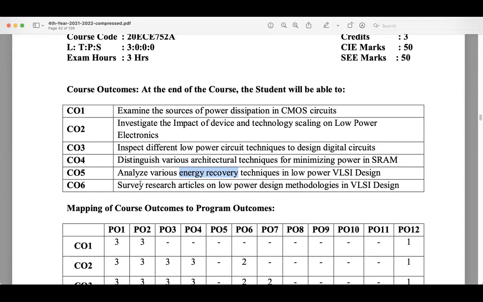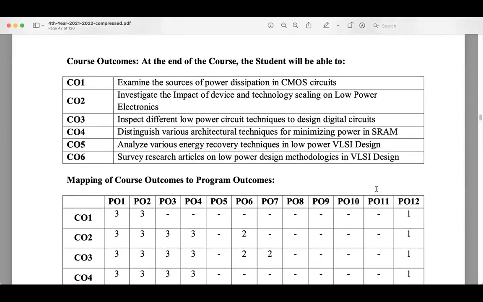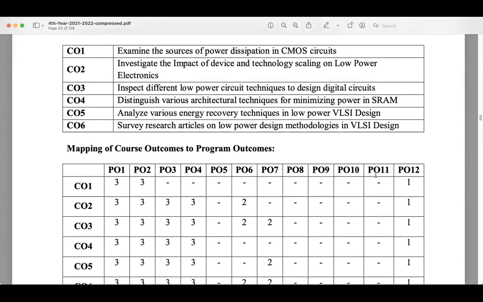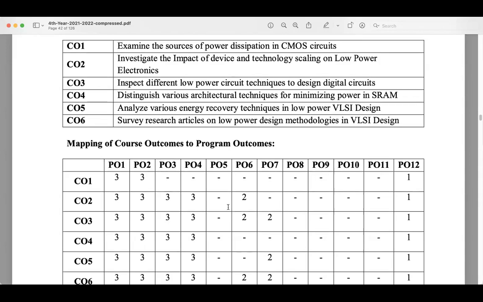Next, survey research articles on low power design methods in VLSI design. The best way is reading the latest paper publications and the latest journals on what is trending on low power. These days low power is very important, as I mentioned previously, because most of the things are battery operated, right? So power plays a very important role. The less power, the better, because I don't have to keep running after my charger. I don't have to keep looking for an AC outlet, isn't it? So power is an important factor.